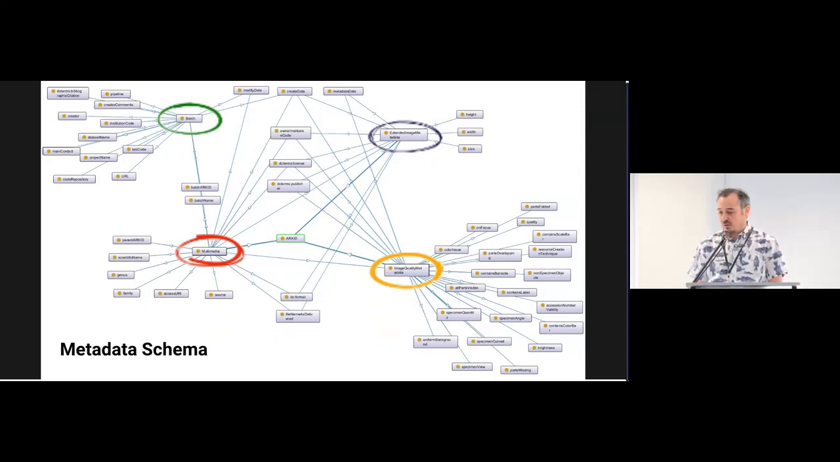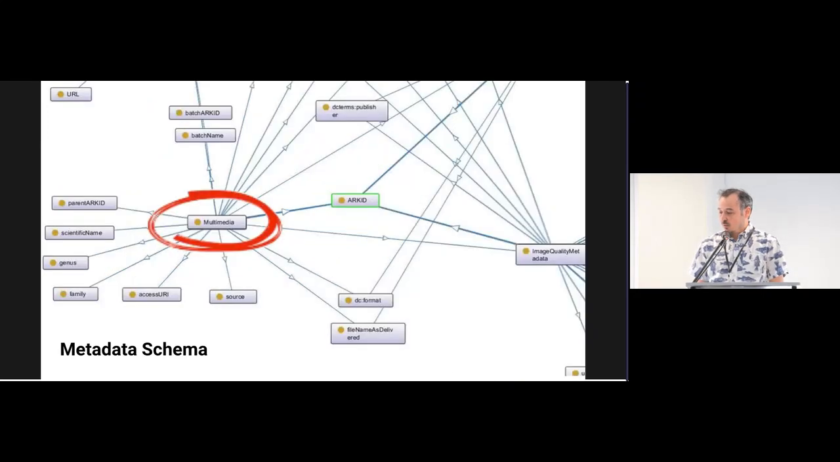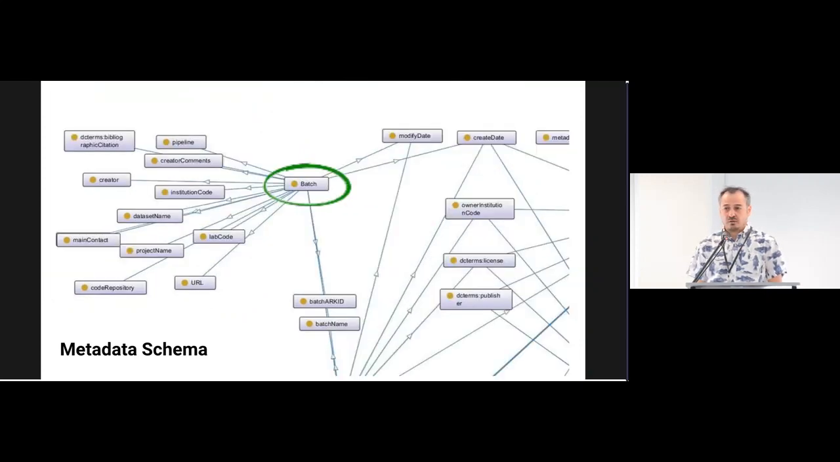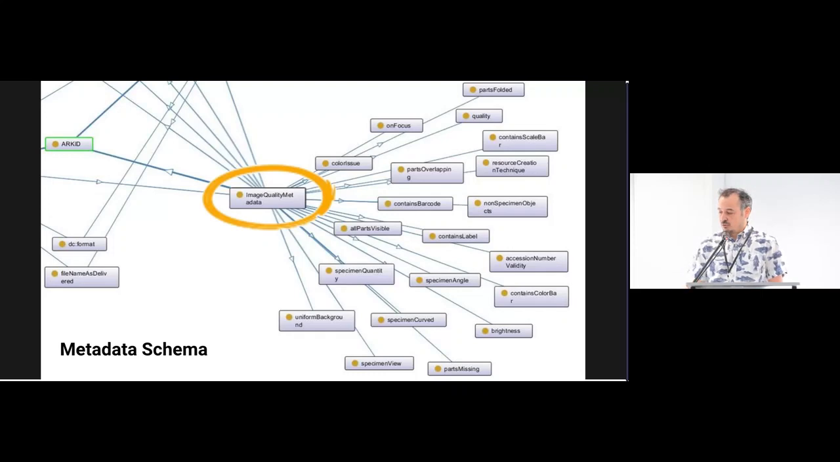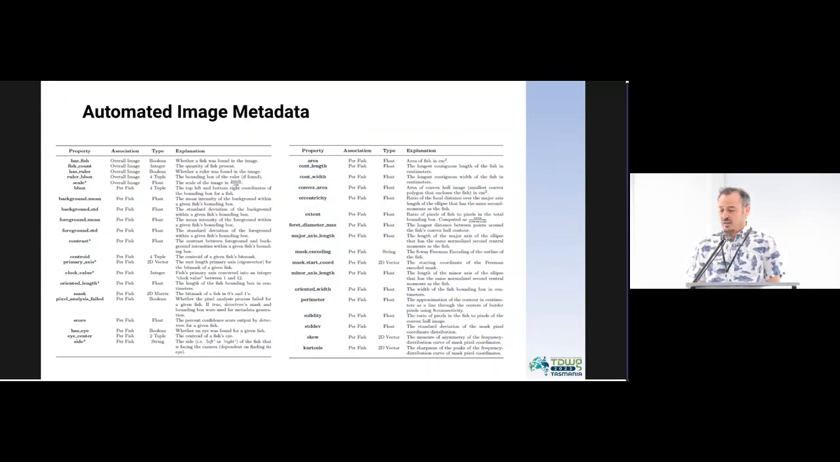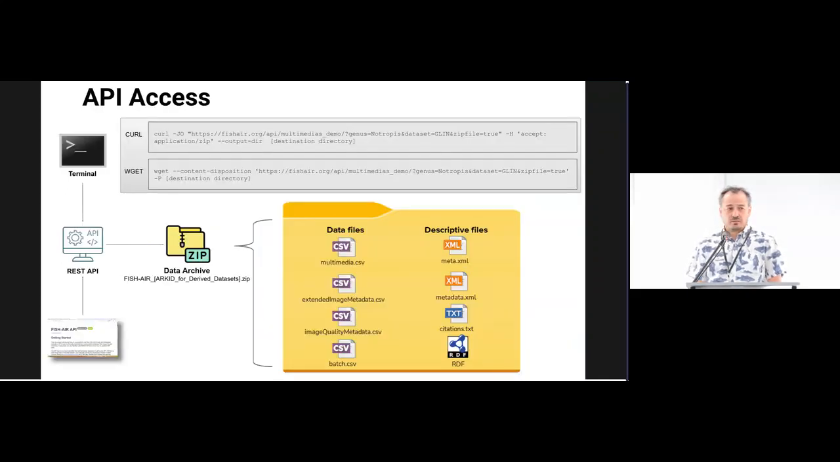And this is what our metadata schema looks like. We have multimedia, which is the main list of images, and it has ARK IDs, URLs and taxon names. And then we consider all the data as batch files. So if you are receiving some images from a museum, then they are in a batch. Or if it is a product of image processing or a neural network pipeline, then they are also in a batch. And we have image quality metadata, and all of those come from the metadata entry form that our contractors captured manually. And we still have automated image metadata that we haven't associated with our metadata schema yet.